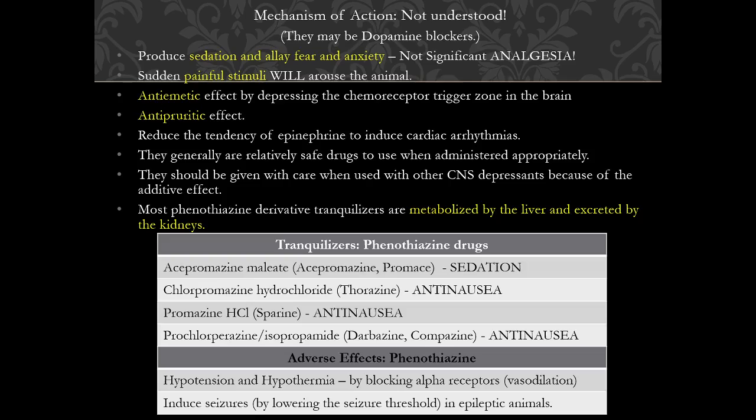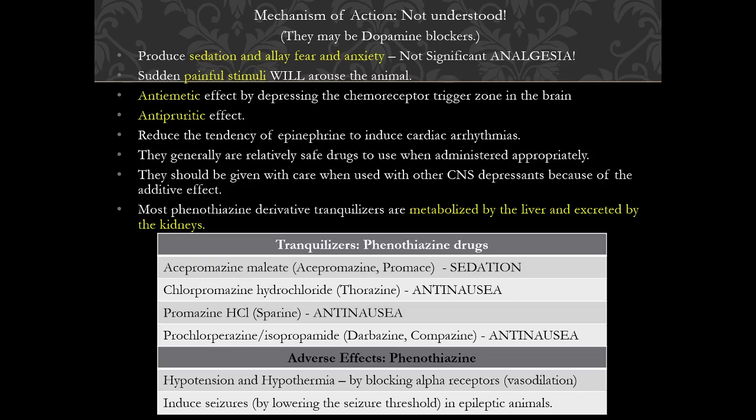Remember that chemoreceptor trigger zone in the brain is very close to the reticular activating center, so it could affect both of those. They also have an antipyretic effect, which means they will cause things to be less itchy. They reduce the tendency of epinephrine to induce cardiac arrhythmias. They're generally relatively safe drugs when administered appropriately, but they should be given with care if you're using other CNS depressants because of the additive effect. This is why we use combinations of drugs at lower doses.